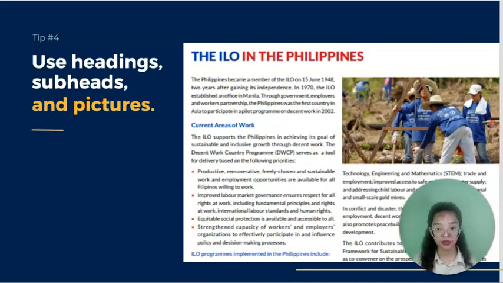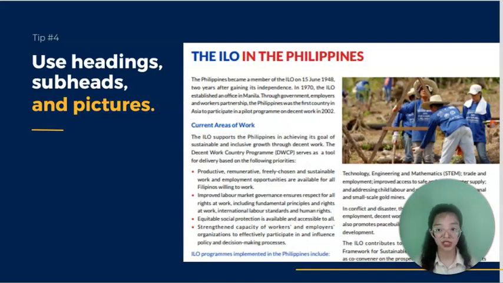Now, tip number 4, use headings, subheads, and pictures. This is to break up the masses of text. So, by using different font sizes, styles, and formatting of headings and subheadings, we establish a visual hierarchy. It helps to show the readers which information is the most important.